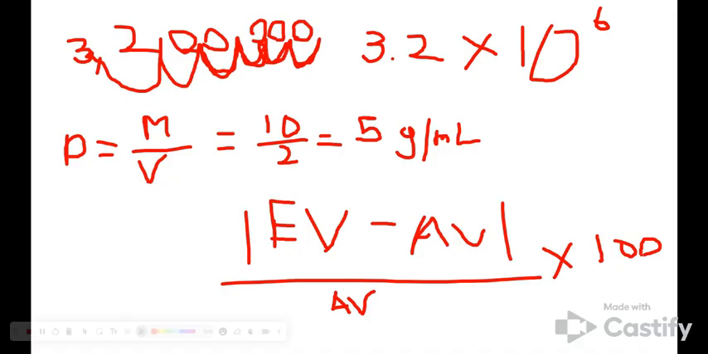For percent error, you put the accepted value and the experimental value into the formula, and we multiply by 100 to get the result.